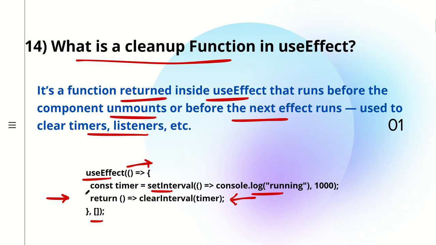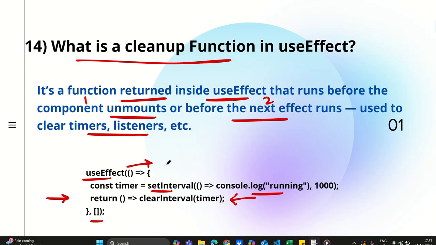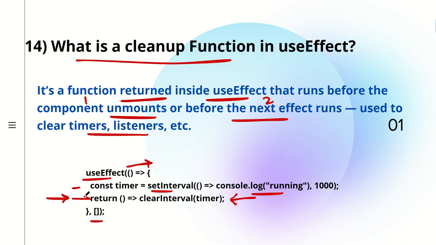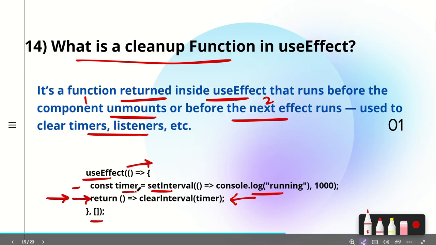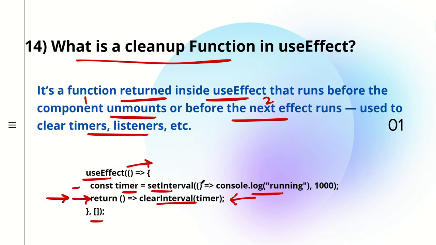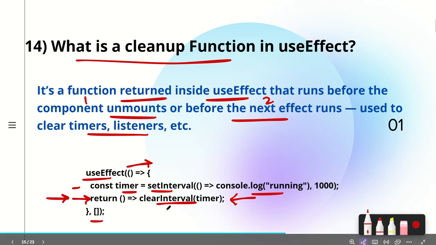So the first time it is executed is whenever your component unmounts, and the second time it's executed is when your useEffect runs the next time. So when will your useEffect run next time? Whenever your component mounts again, this useEffect will run again, and before the timer, this return will run first, and then you will have your timer again. Again when this component unmounts, this return will be executed. This is called the cleanup function in useEffect, and it is useful for clearing your timers and event listeners, whatever you have attached.